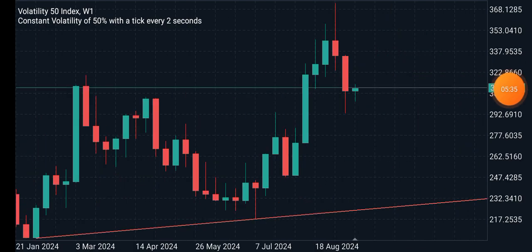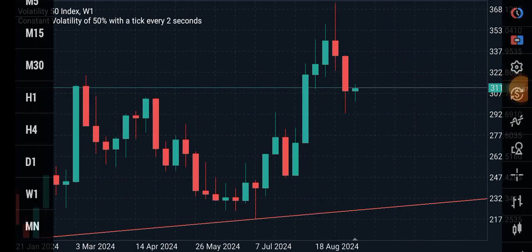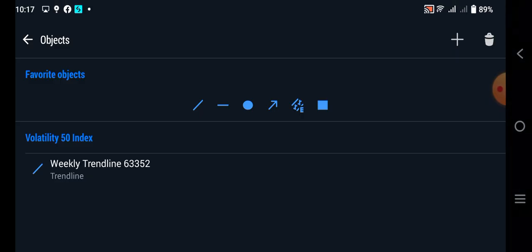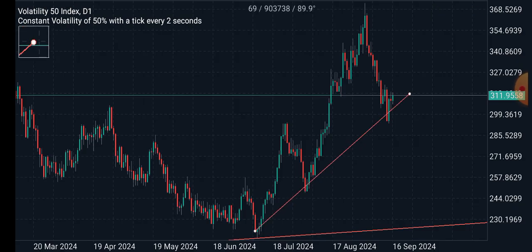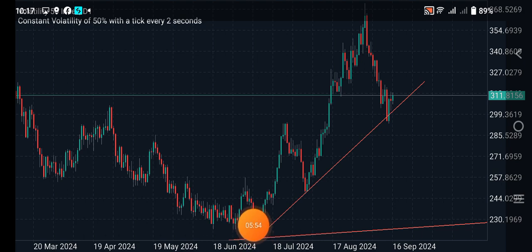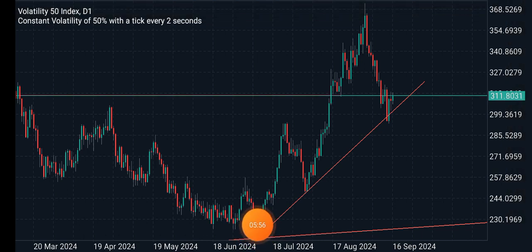So what I will do is I will go to the daily to give me the expression of what is happening. So if you look at it very well, you see we'll have a trend line drawn out marking our first point and our second point. So we'll have this, the first touch on the trend line, the second touch on the trend line, and currently we are making the third touch. So what would happen here, we don't know yet.